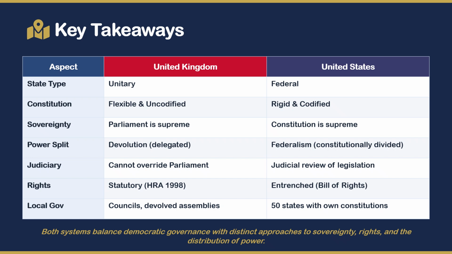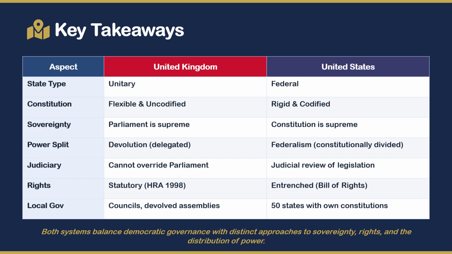In the United Kingdom, the judiciary cannot override the parliament, as the parliament in the United Kingdom is sovereign. Whereas in the United States, the judiciary has been given the power of judicial review. It can strike down laws made by the central government and the state government if those laws are in conflict with the provisions of the Constitution.